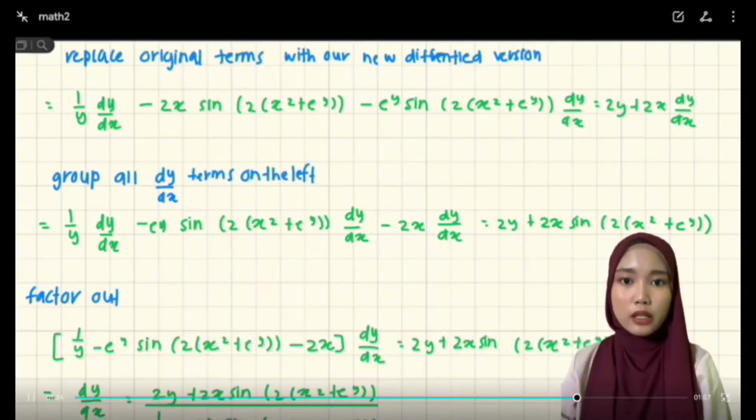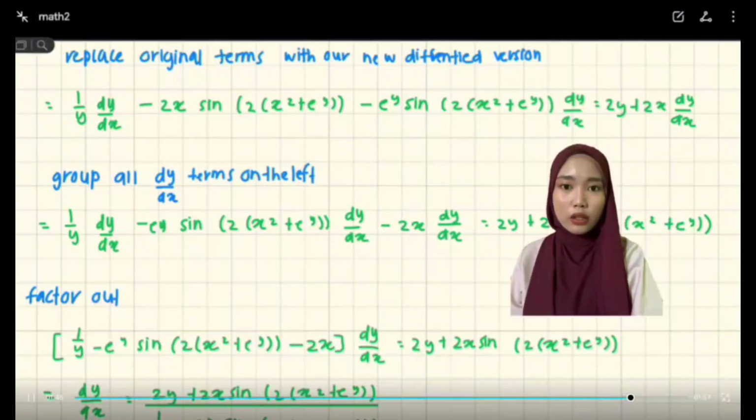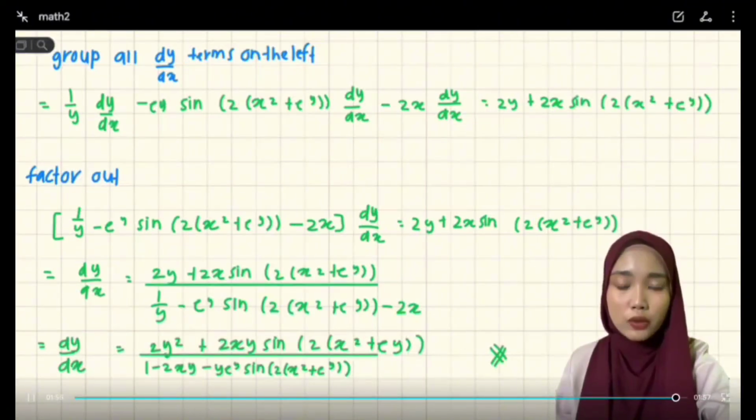Now, we must replace the original terms with the differentiated version. Next, group all the dy over dx on the left. Next, factor out our common dy over dx on the left side to get the final answer.